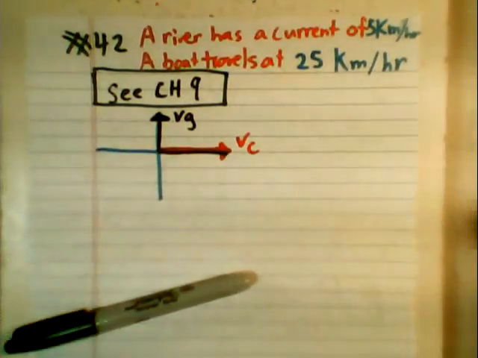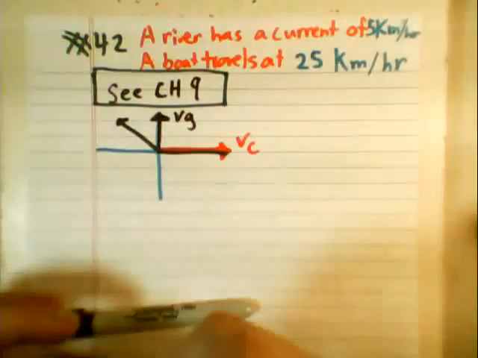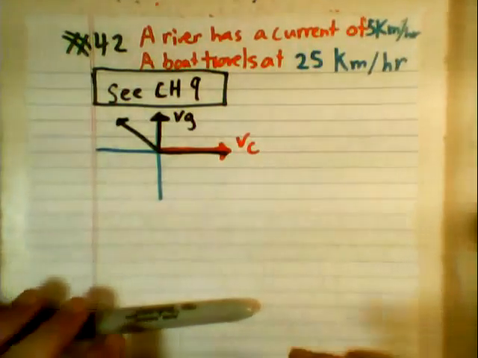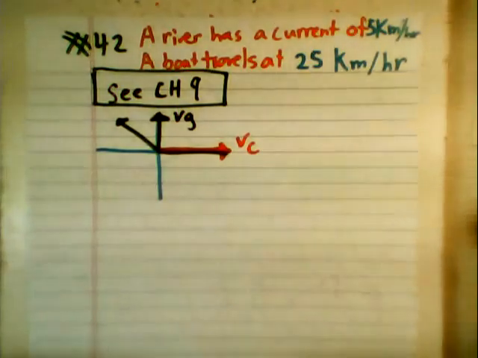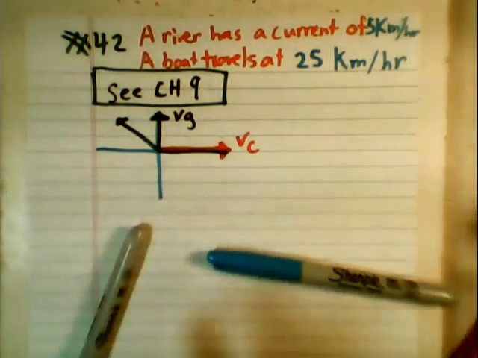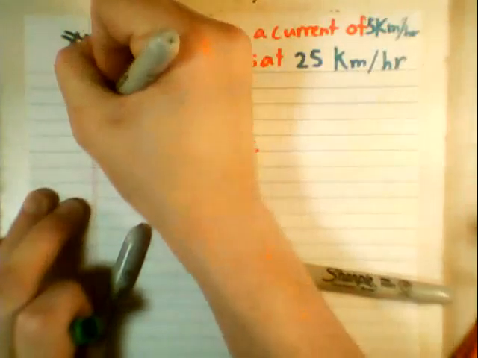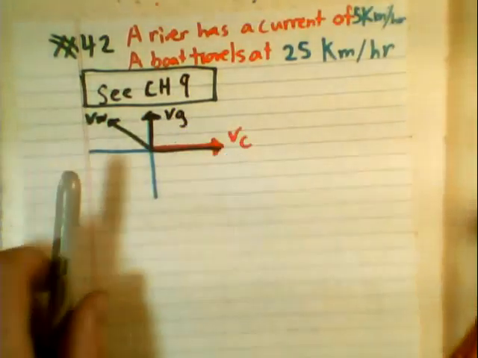And then we have right here, which is VW. This is the desired direction. It's the way the boat's going. So let me label that in green, and let's call it VW. Okay, so from the problem statement, we can sort of figure out what these are.